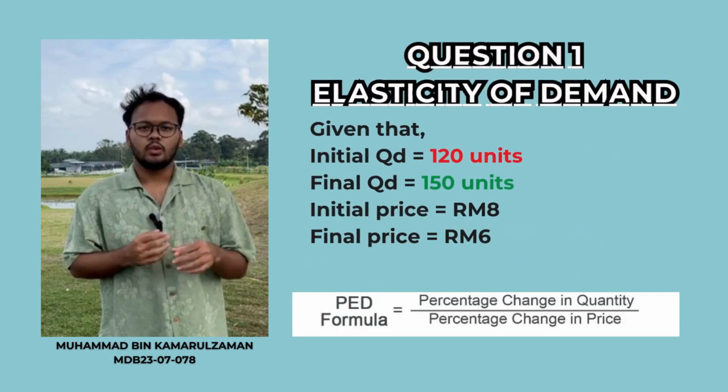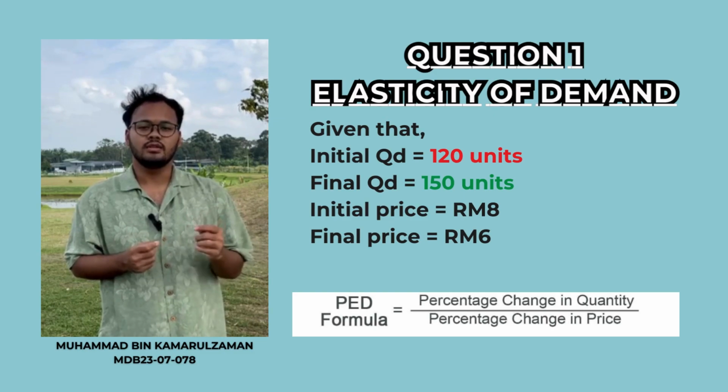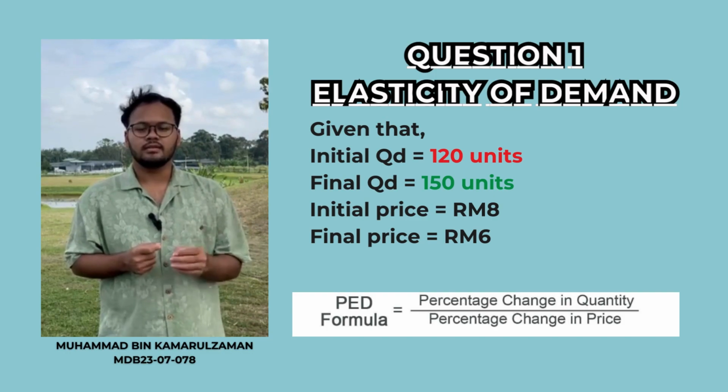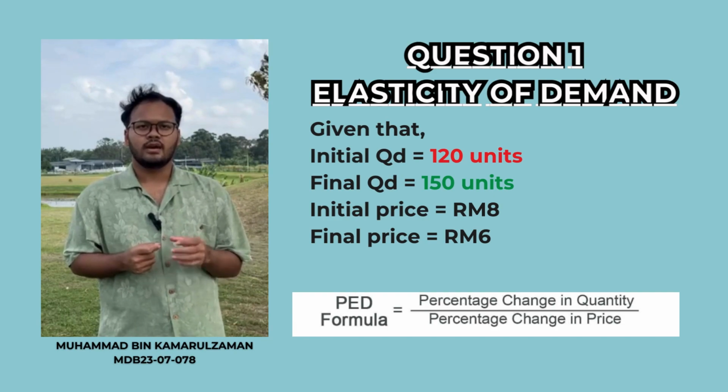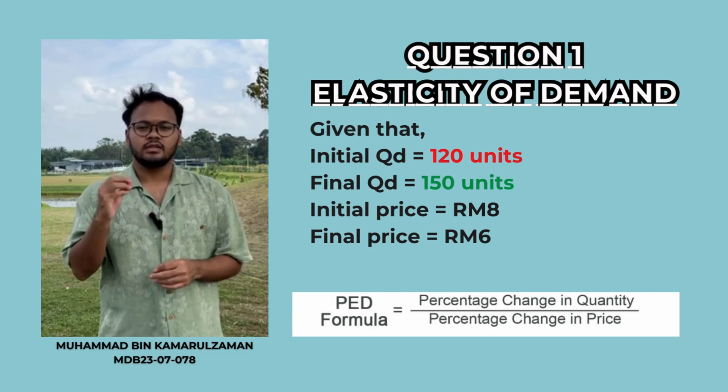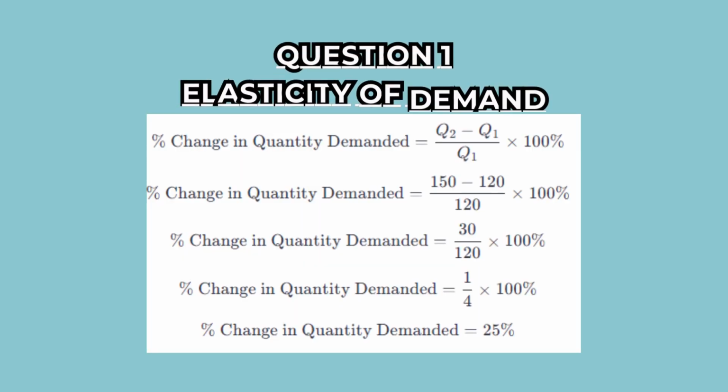Based on this question, we know the initial quantity is 120 units and the final quantity is 150 units. For the price, the initial price is RM8 and the final price is RM6. First, let's calculate the percentage change in quantity demanded: final quantity demanded minus initial quantity demanded, divided by initial quantity demanded, times 100. Hence, we get 30 over 120 times 100. So, the percentage change is equal to 25% from 120 units to 150 units.